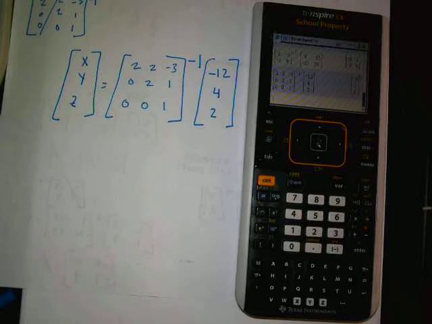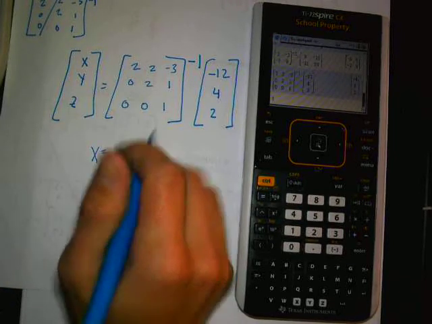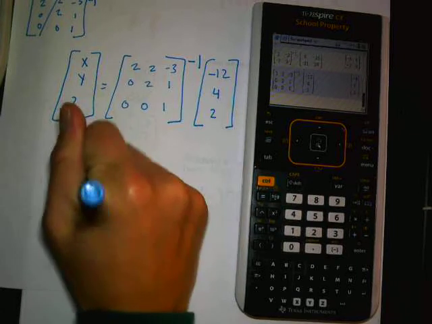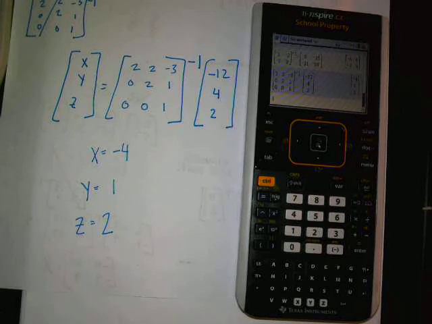3 rows, 1 column. You press enter. So what does that mean? X is negative 4. What is Y? 1. What is Z? Very good. So, X, Y, Z. Well, that was so much easier.